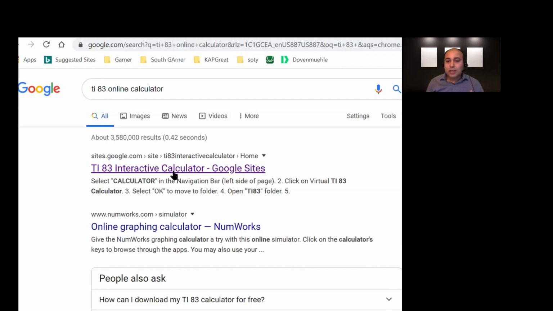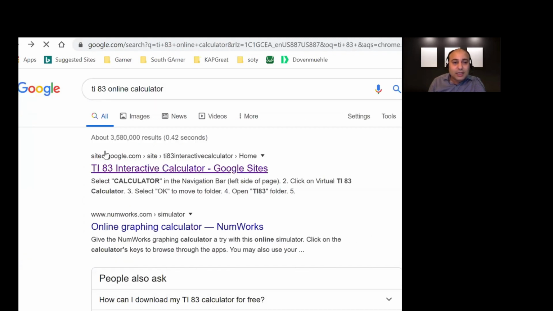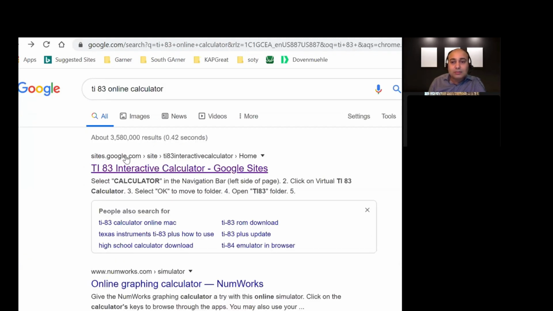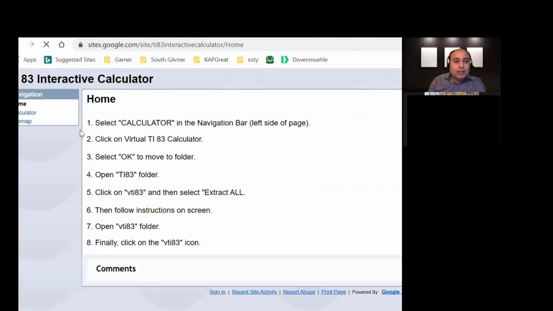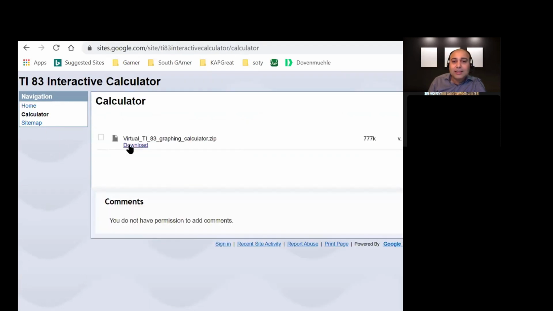All right, so when you type this in, the very first option that shows up right here, can you see that, sites.google.com? That's what you're supposed to be looking at. And when you click here, on the left side of the screen, it says calculator. You press on the calculator and then download. Once you download it and extract the zip file, it will give you this file right here, this calculator right here.